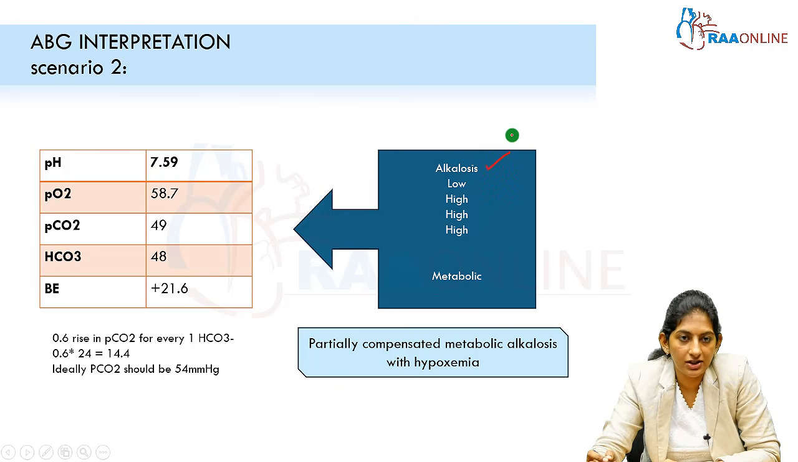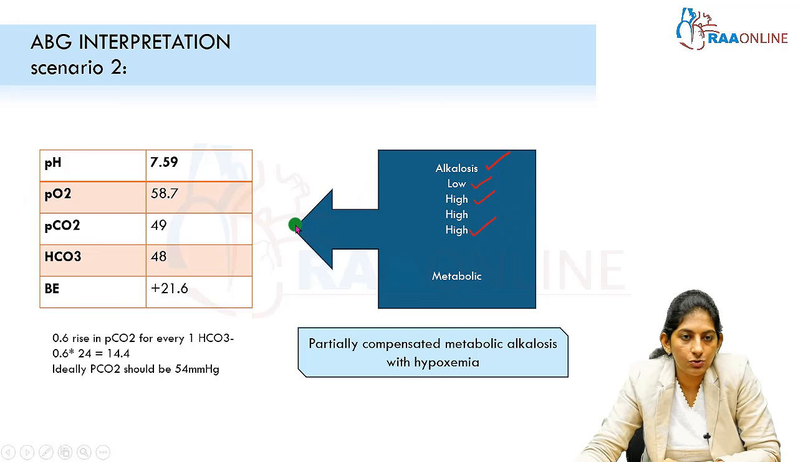Okay. Look at the PO2. PO2 is 58.7. So, PO2 is less. So, it is hypoxemia. Next, PCO2 is 49. So normally it is 35 to 45. So it is high. Okay. Bicarbonate is 48. Normally 22 to 26. Bicarbonate is high. So we have an alkalosis.